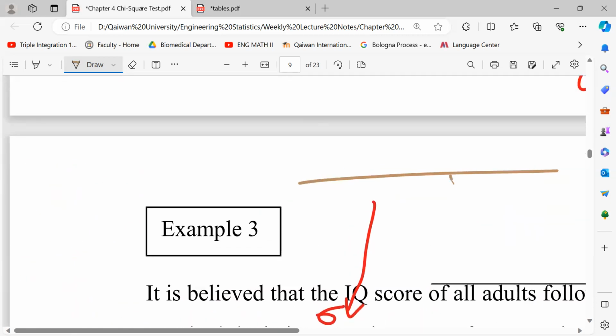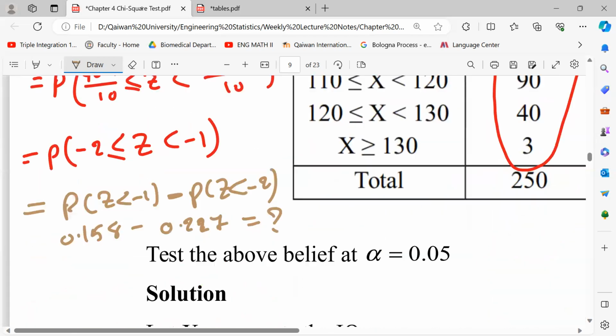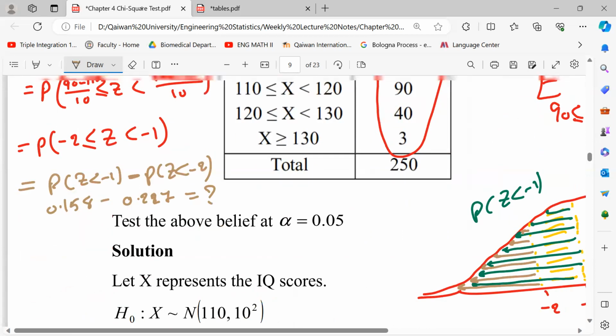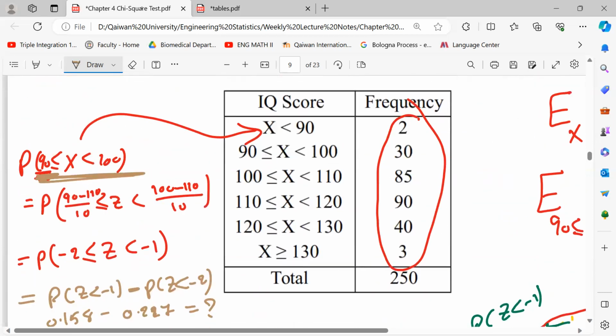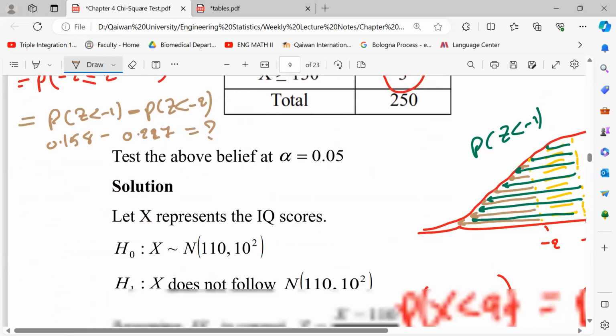Look at the real line. This is 0, -1, -2, -3. Between -1 and -2. That's it. Between them. So now we do the same for all, to get all the expected frequencies.